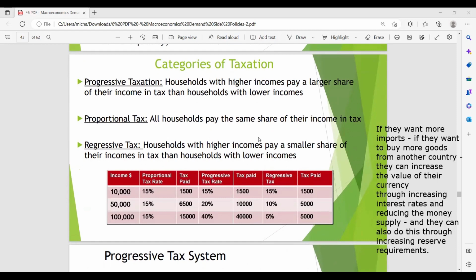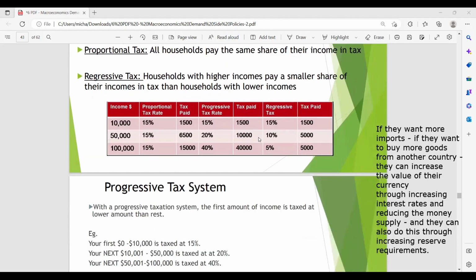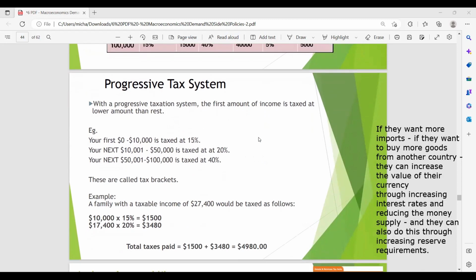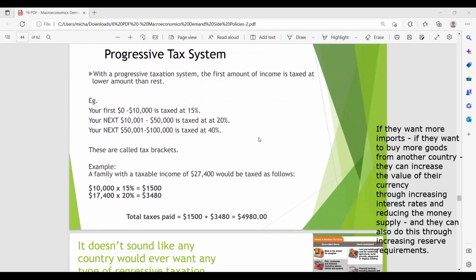Progressive taxation is when households with higher incomes have to pay a larger share of their income in tax than households with lower incomes. Proportional tax is where all households pay the same share of their income in tax. Regressive tax is where households with higher incomes pay a smaller share of their income in tax than households with lower incomes. In a progressive tax system, the first amount of income is taxed at a lower rate than the rest.